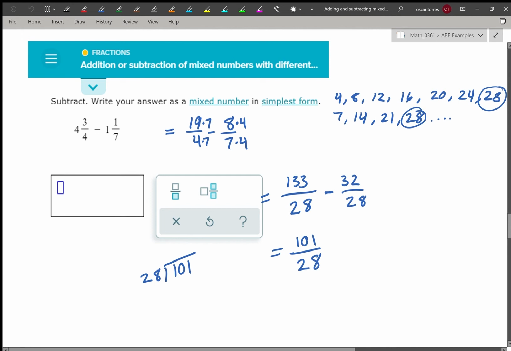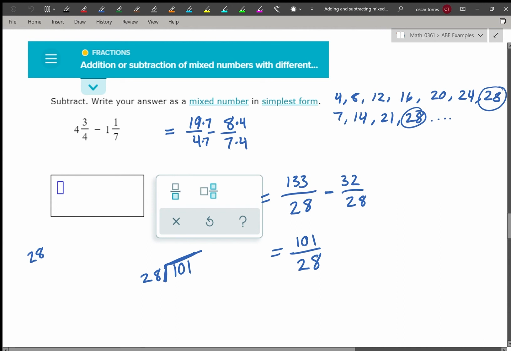Now for this problem, setting it up this way doesn't necessarily make it easier for us. We still have to figure out how many times 28 goes into 101. So instead of trying to divide it this way, what if we just counted by 28?